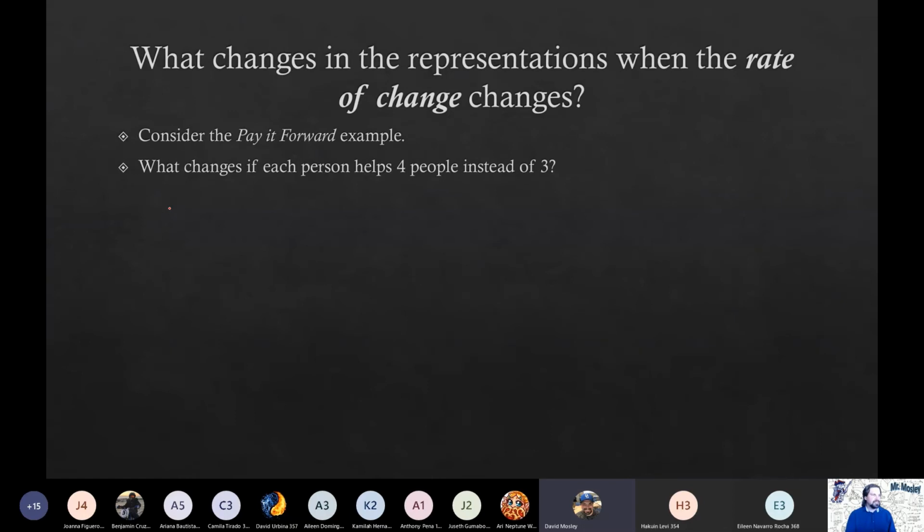What changes if each person helps 4 people instead of 3? Right, so in our original pay it forward, we were helping 3 people. Now what changes when we help 4? So in the tree graph, what changes? We're thinking about that original example to pay it forward. If they're now helping 4 people instead of 3, what changes on the tree graph?